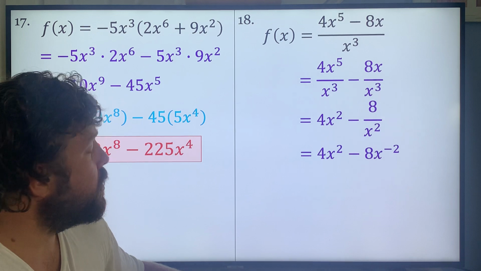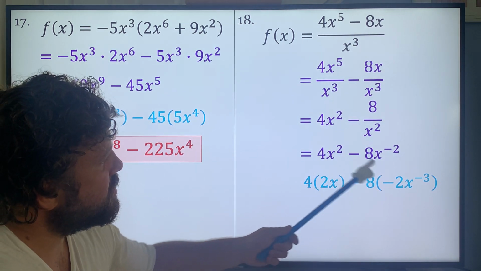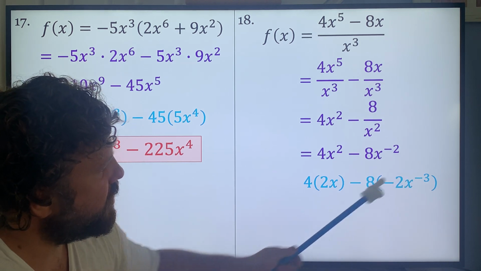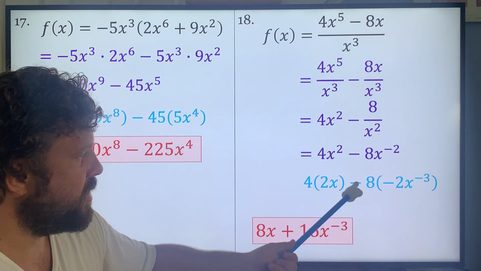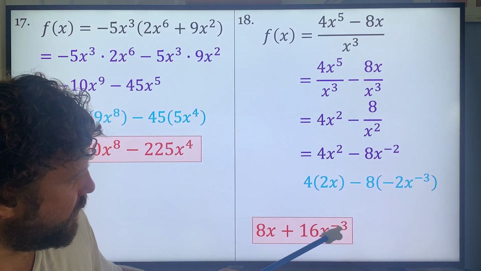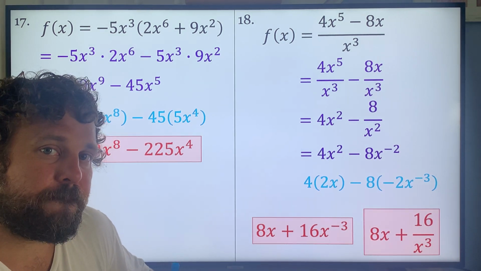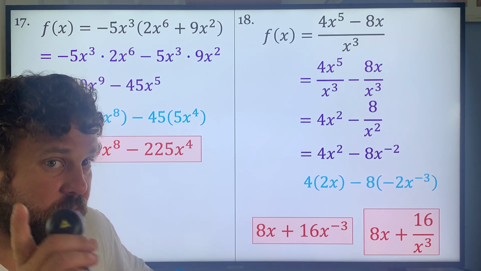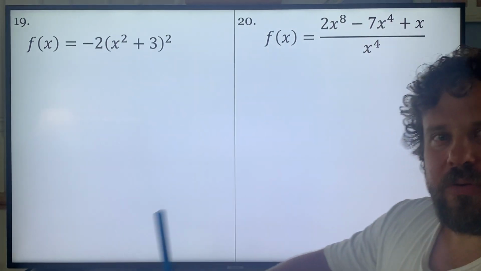Now you're going to use your power rule. 2x, negative 2x to the negative 3. 8x minus 16, positive because 2 negatives make a positive, x to the negative 3. If you want, negative 3, move it to the denominator. Okay. Can't say I'm going too fast because you can always pause it. All right, from 19 to 20. That's the beauty of videos, isn't it?